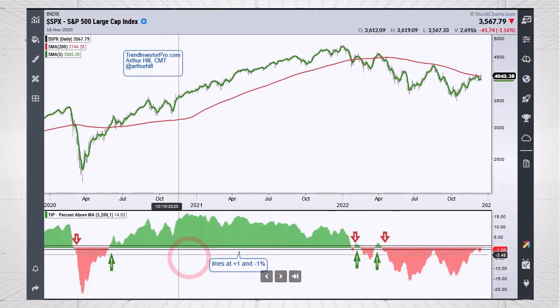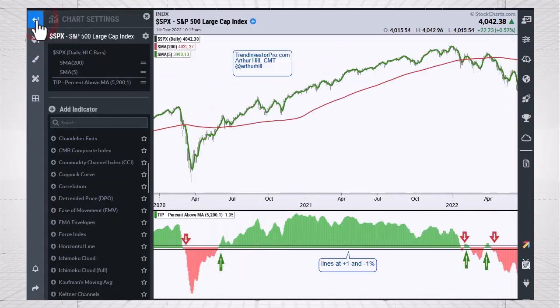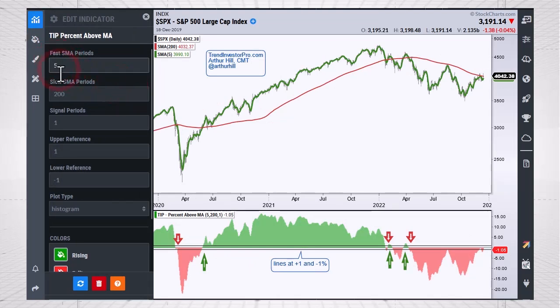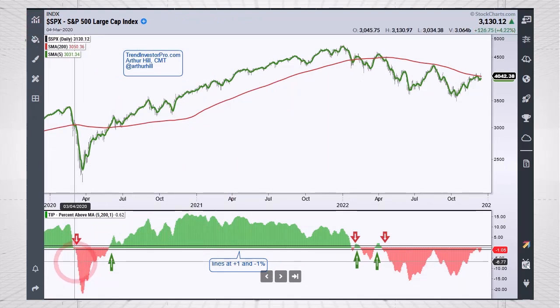So here we are with the 1% filters. And if you go to the upper left, I will open up the indicator settings. And there you can see the indicator and the settings. We've got the 5-day and the 200-day. We're not using a signal period. The upper line is at 1%, the lower is at minus 1%. So we can see the moves above and below that level to filter out the signals. And so when we put a filter on it, the signals are going to be a little bit later.